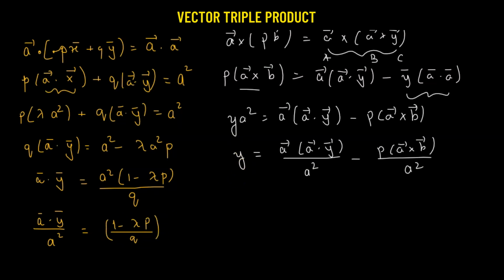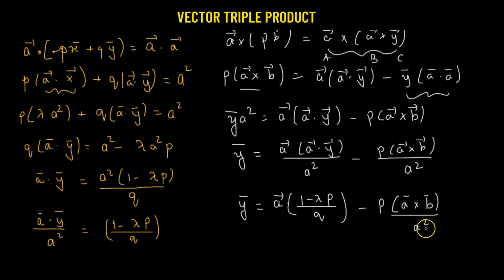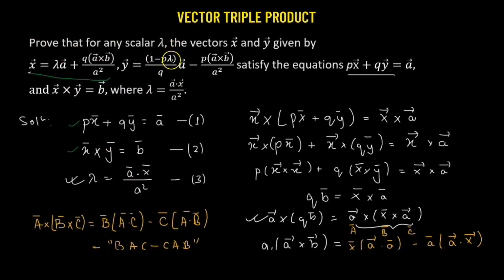So now our y will be, sorry, this is actually the y vector. This y vector will be equal to vector a multiplied by 1 minus lambda p divided by q, minus p times a vector cross b vector, all divided by a squared. Let us compare with our given expression, which is 1 minus p times lambda divided by q times a vector, minus p times a cross b divided by a squared. So this is what we have obtained.